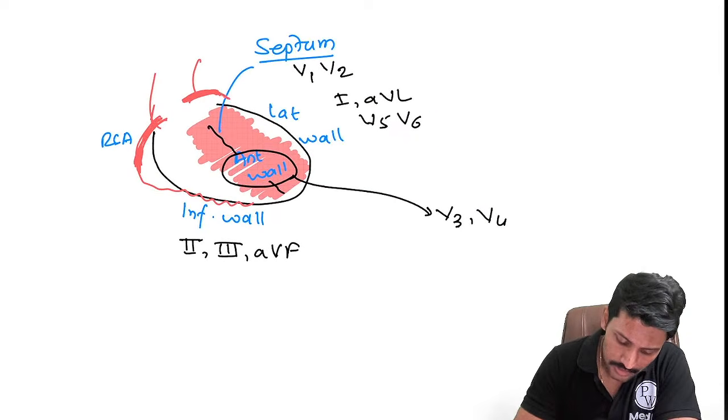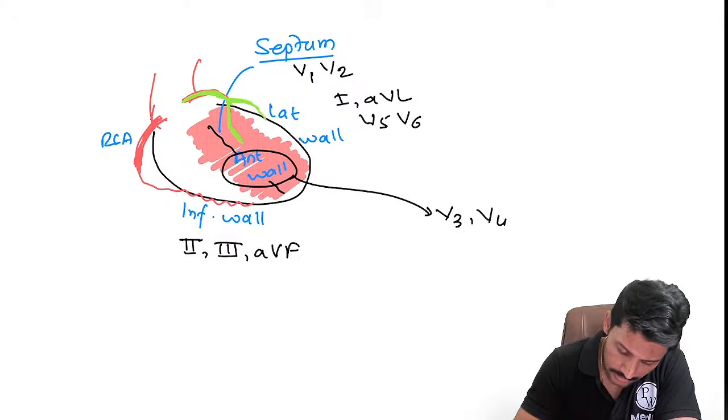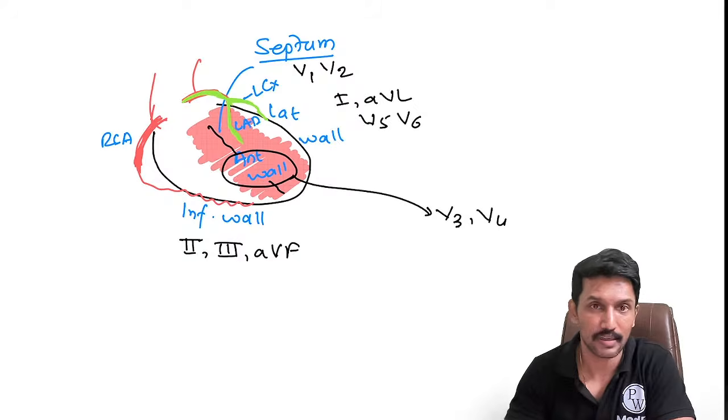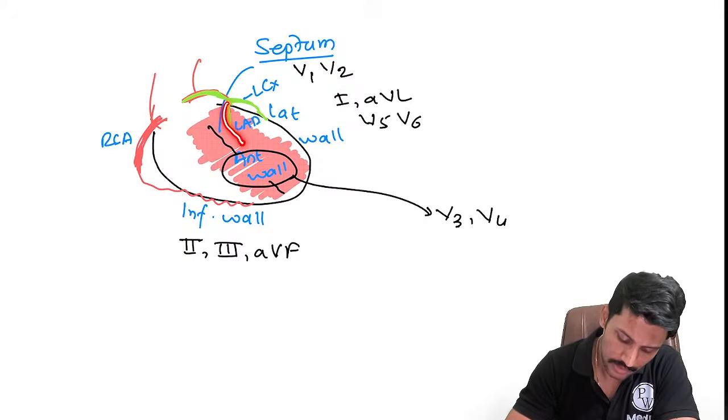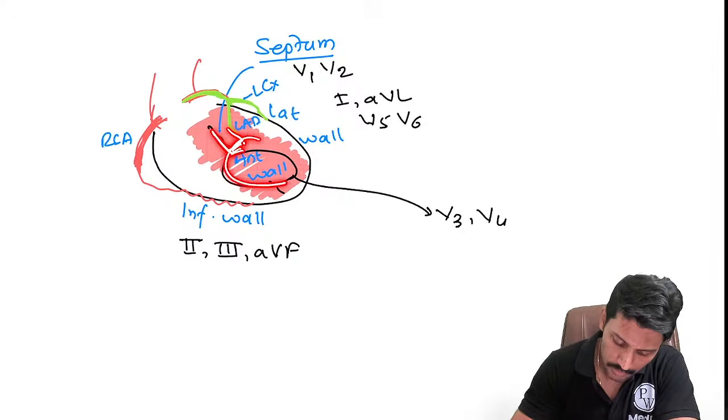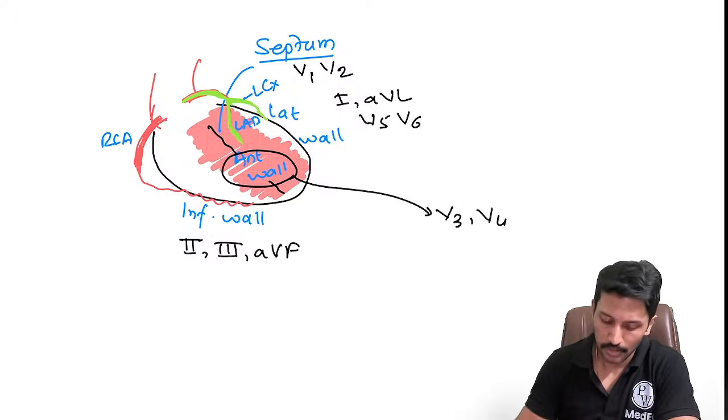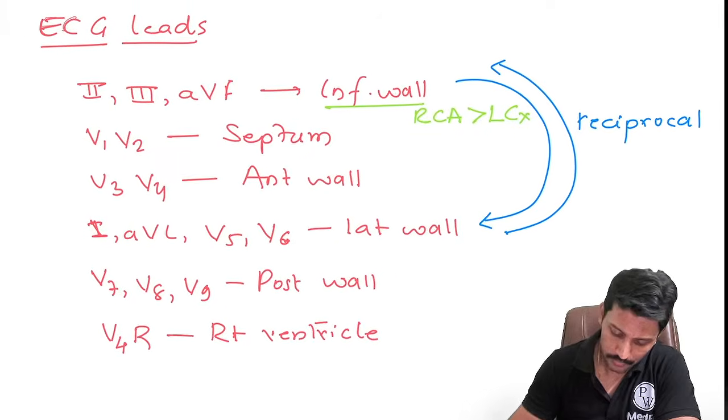The left coronary artery generally divides into two branches. One branch descends down, and one wraps around the heart. The one that is wrapping around the heart we call the left circumflex, and the one that is descending down we call the LAD, left anterior descending. The left anterior descending supplies the interventricular septum and anterior wall, and the circumflex artery supplies the lateral wall.